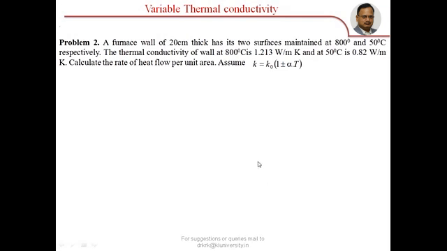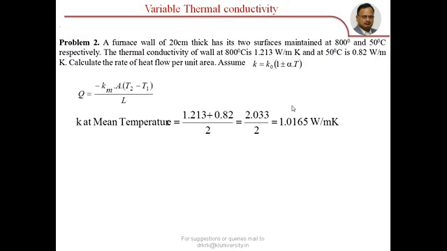Let us see another problem. A furnace wall of 20 centimeter thick has its two surfaces maintained at 850 and 50 degrees centigrade. Thermal conductivity of the wall at 800 degrees is 1.213 and at 50 degrees centigrade is 0.82. Calculate the rate of heat flow per unit area. Assume K equal to K naught (1 plus or minus alpha T).